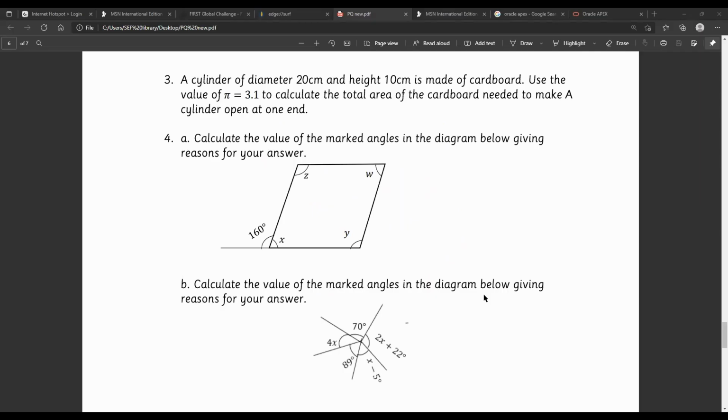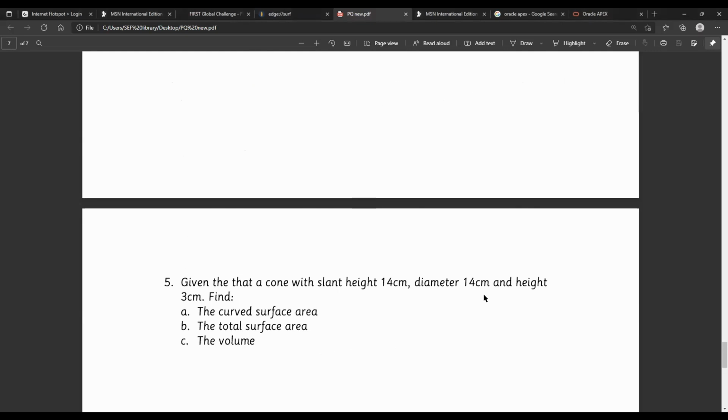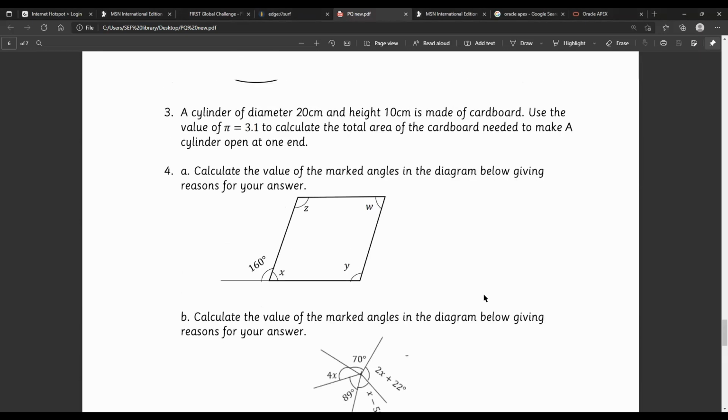Last time, we stopped at question 4. Sorry, we stopped at question 4, 4A, 4B. So we are yet to solve question 4A, 4B, and question 5. So I'm going to start with question 4 here.